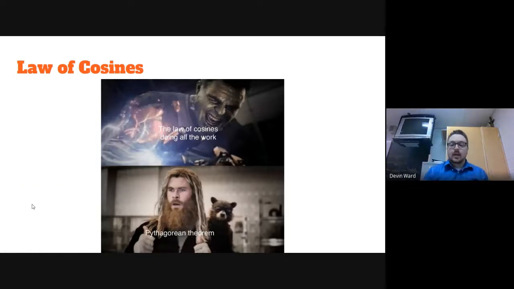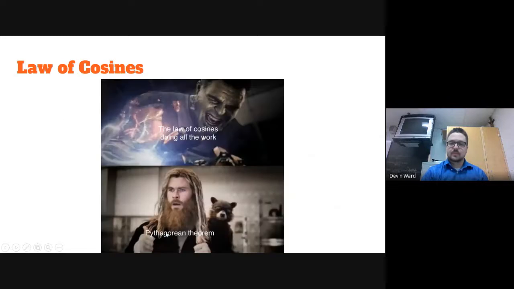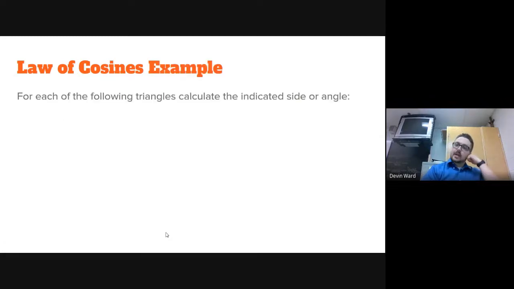So again, the Pythagorean theorem is just an abbreviated form of the cosine law, because the cosine of a 90-degree angle is 0. So that last term becomes 0, and we're just left with c squared equals a squared plus b squared. Okay? So let's do some examples.